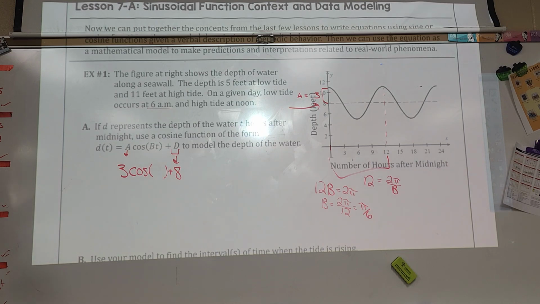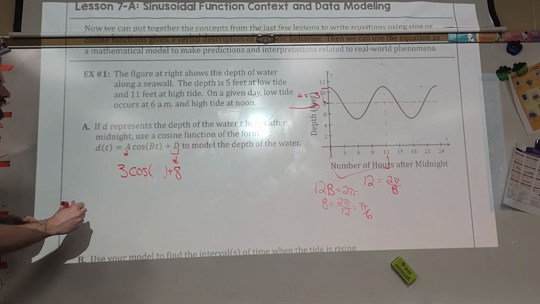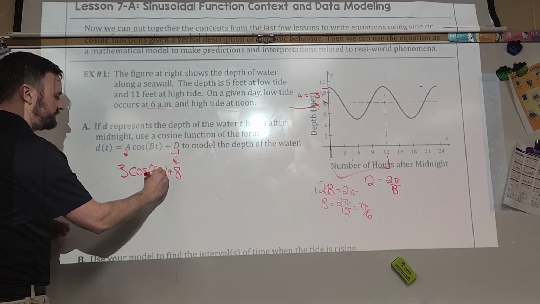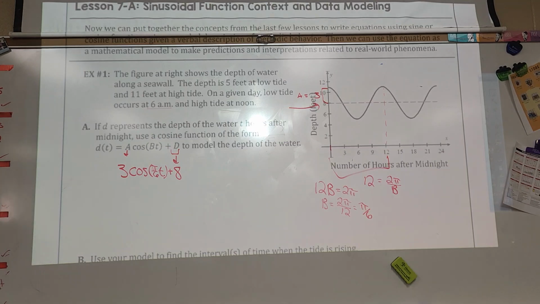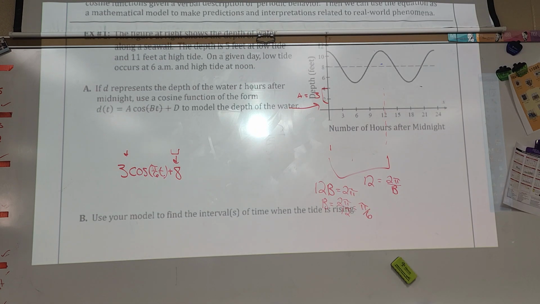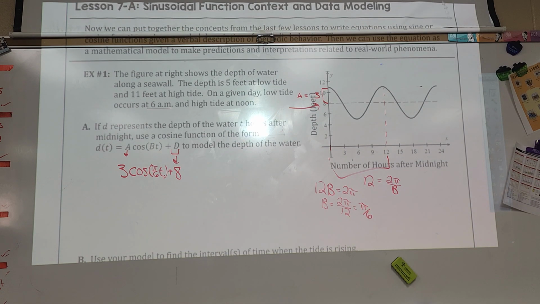Do you guys have any questions on it? We've been doing a lot. So I have my B, so it's going to be pi over 6 t. So far, not too scary. Let me check myself, make sure I did it right. I did. That's one cookie for me. All right, we good? Now here's, oh man, I'm going to have to zoom out.